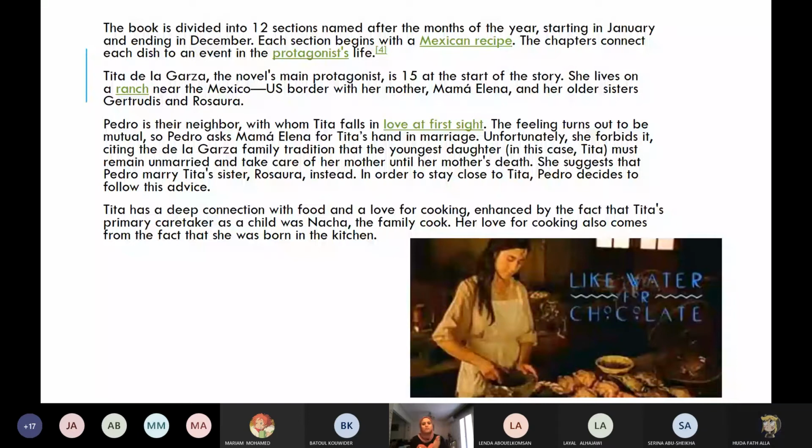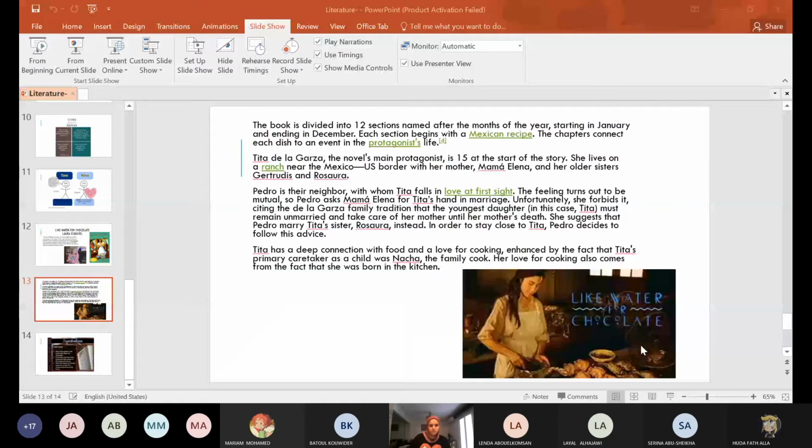So Pedro asks Mama Elena for Tita's hand in marriage. Unfortunately, she forbids it, citing the De la Garza family tradition. The names remind me of Coco, the animation Coco. Do you know Coco? Yes, the animation, the one with the guitar.